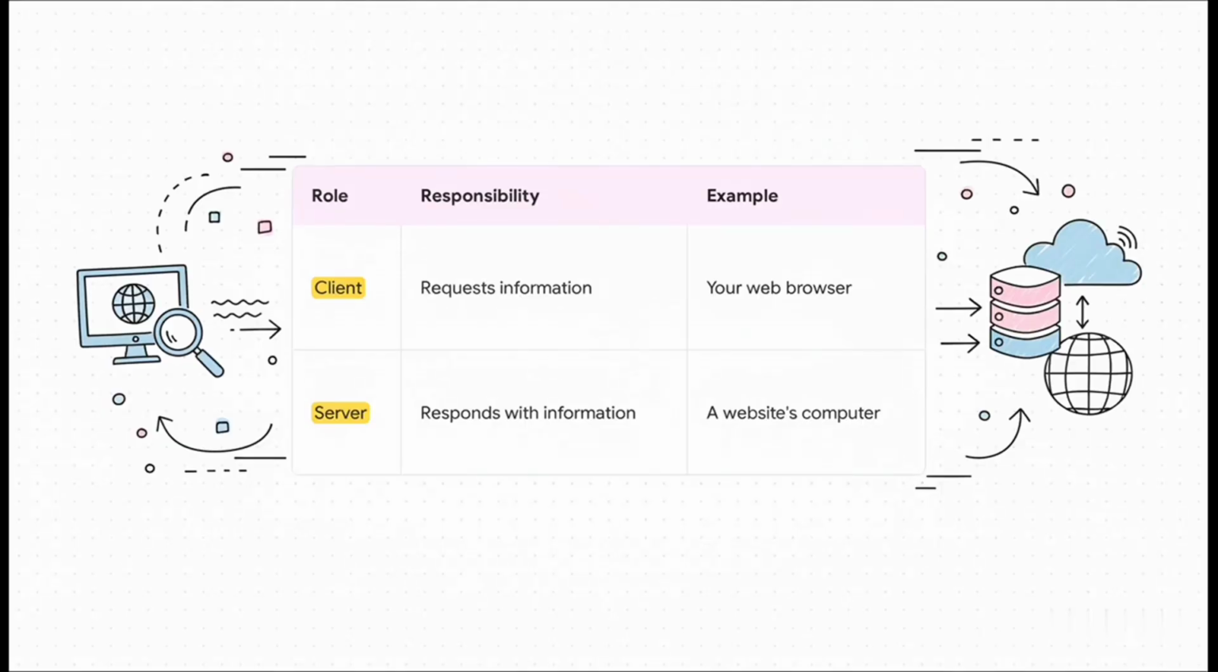The internet only works because millions of these nodes are all cooperating to pass information along. Now, while any connected device is a node, they usually play one of two main roles. Your web browser on your laptop? That's a client. Its job is to ask for information. The powerful computer that's hosting the website you want to visit? That's the server. Its job is to respond with the data you asked for.